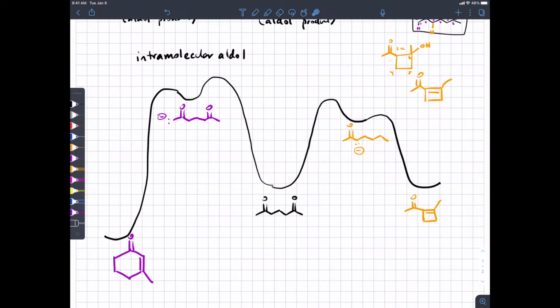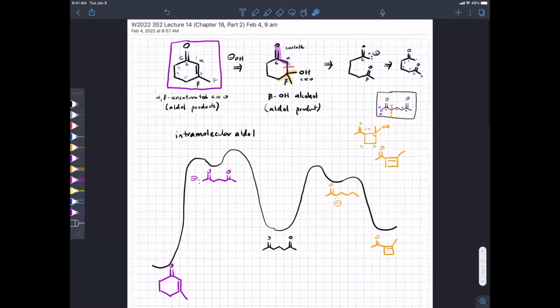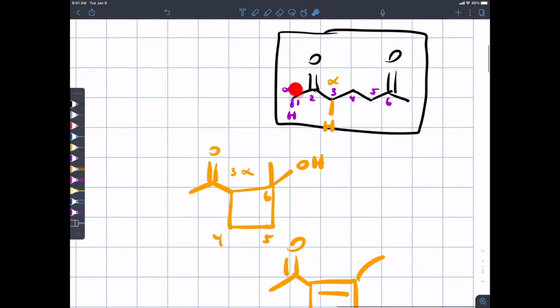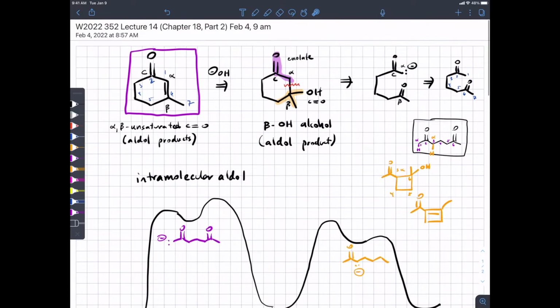So the first step would be... That's right. First step would be to make the enolate by removing a proton, in this case the less substituted purple proton, to make the enolate. And then you'd have intramolecular attack of that enolate on the carbonyl carbon to give your tetrahedral intermediate. Okay, good. What else?